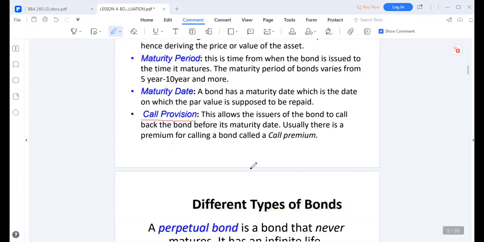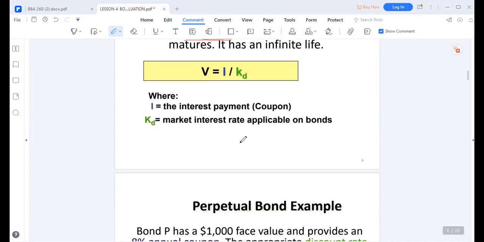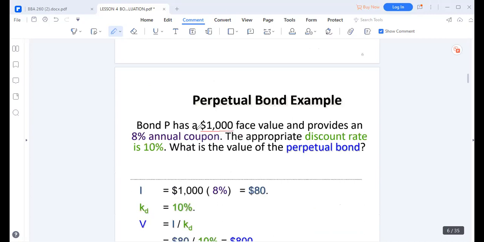it is called a premium bond. So there are different types of bond we need to know. There's what we call a perpetual bond, which is simply a bond that never matures. It is simply given by the coupon value over the market rate, which is KD. Coupon value divided by the market rate. An example is we have bond P, a perpetual bond. It has a coupon interest of 8% and the market or discount rate.